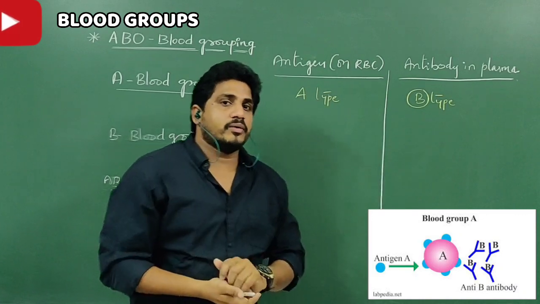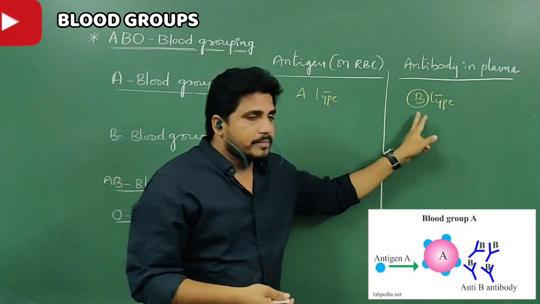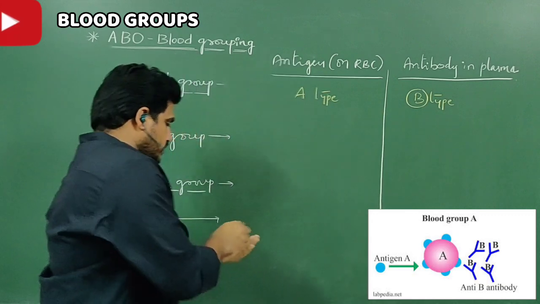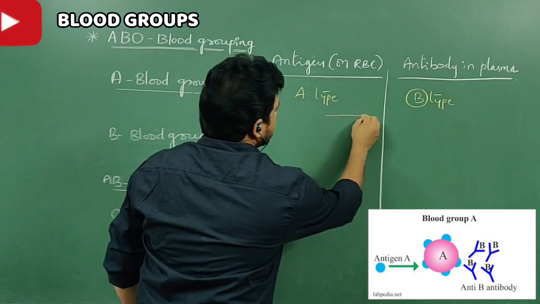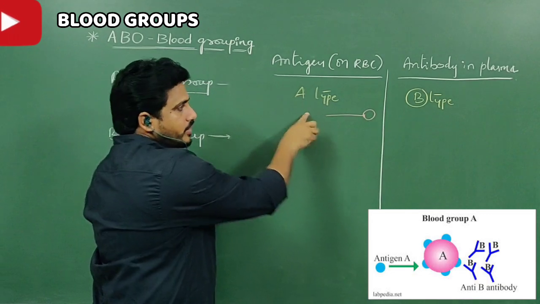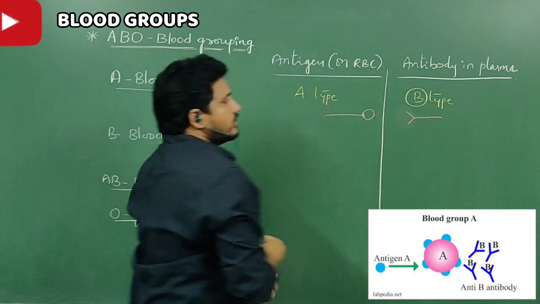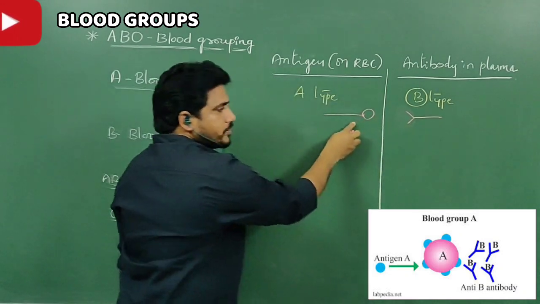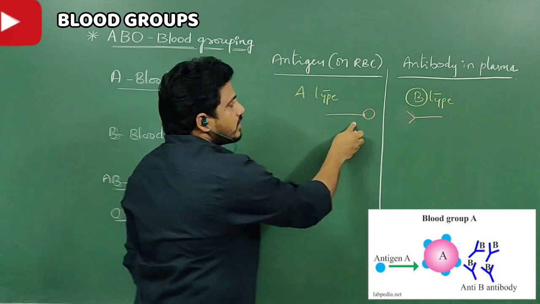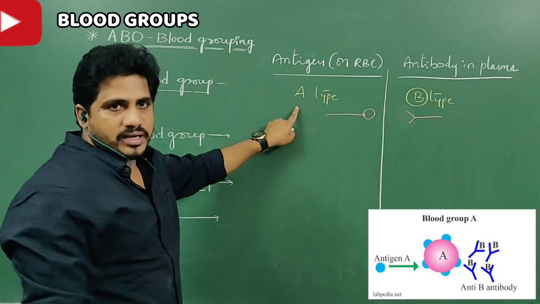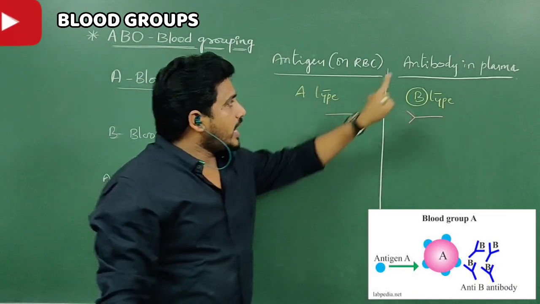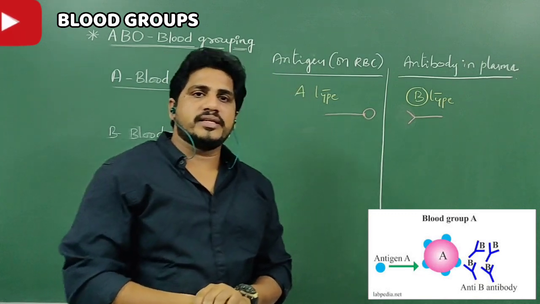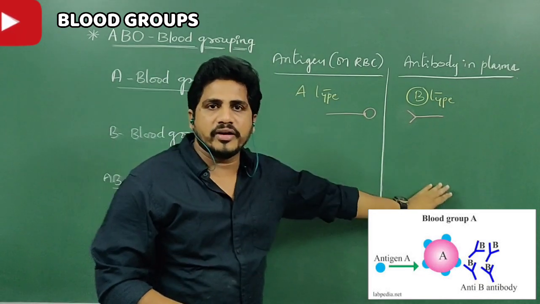You can ask me here, sir, why not A antibodies? If A type of antibodies were there, they would stop their performance, meaning they would mask here. Suppose this is antigen A and this is antibody B, right? Just before, we discussed that this shape cannot stop this. Understand? So in an A blood group person, antigens are A type and antibodies are B type, not A type. So is the blood group of a person decided by antigen or antibody?